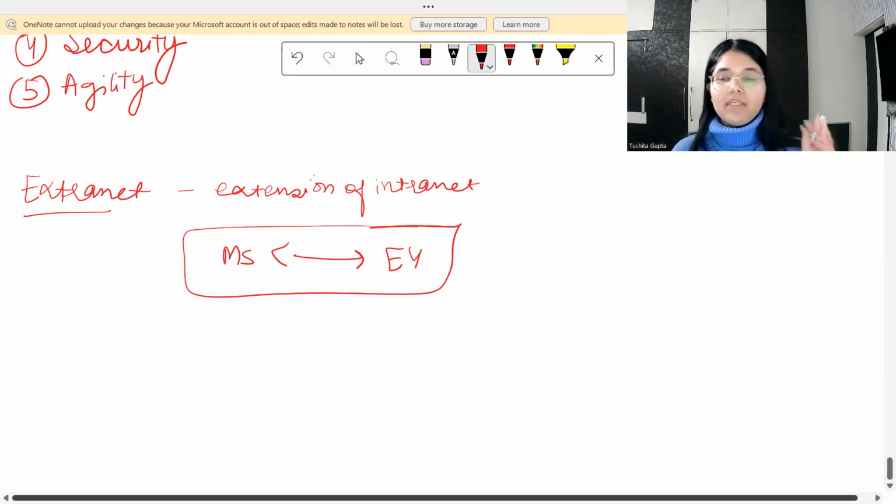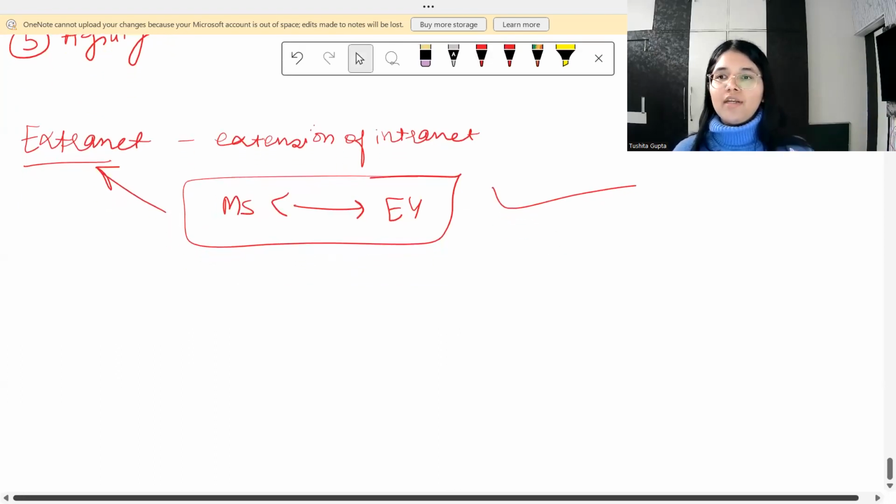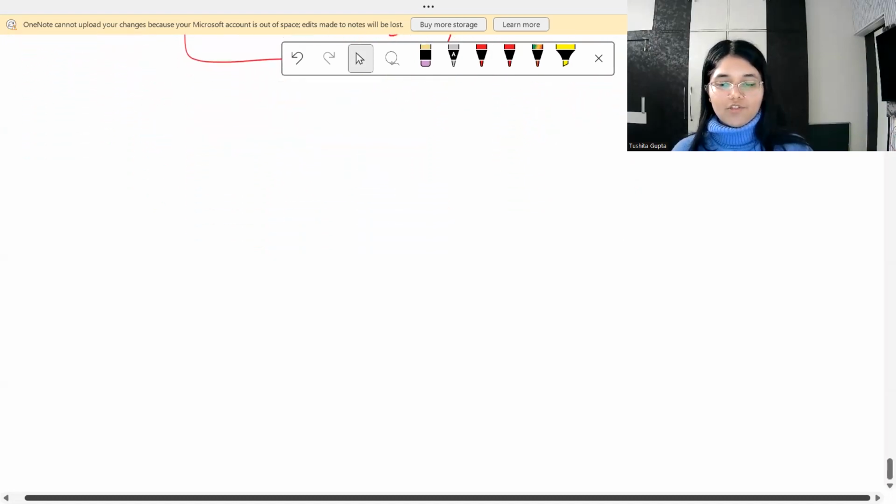The only people from these two organizations will be able to use this extranet, and every other person on the internet will not be able to see this network. So this is how extranet can help you when you need to collaborate with other organizations also. So this is what we learn about extranet.